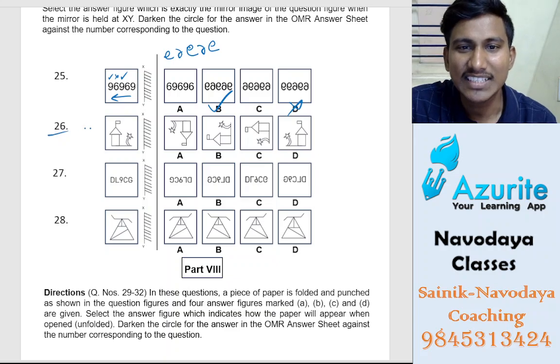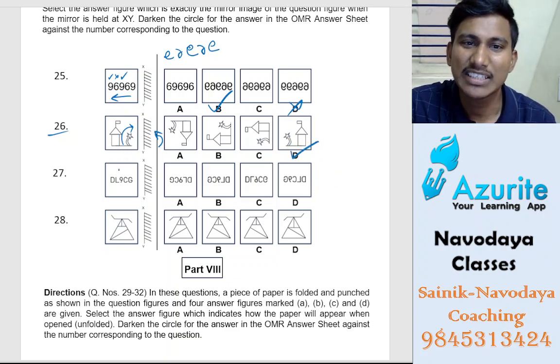Okay, now 26, this is going like this. So that is why this will become this way, right? Yes, so the answer is in option D. Okay, you can easily identify.